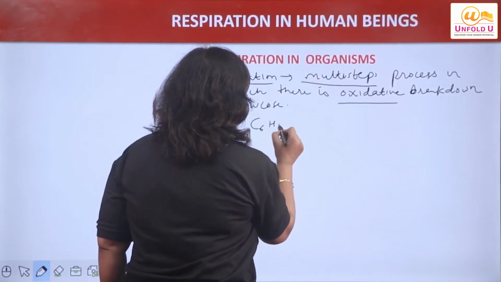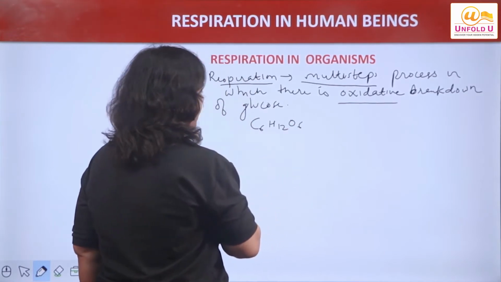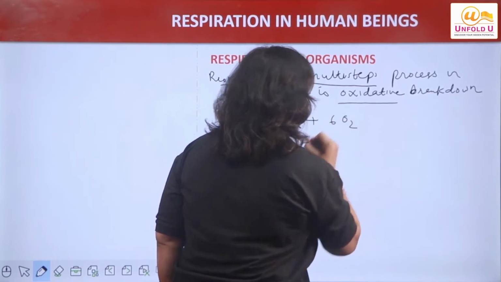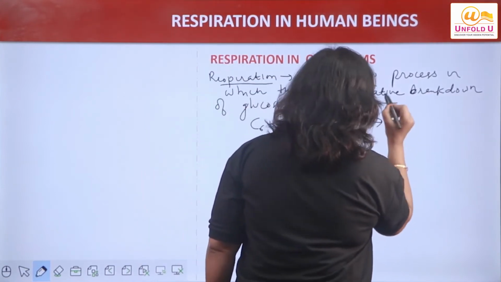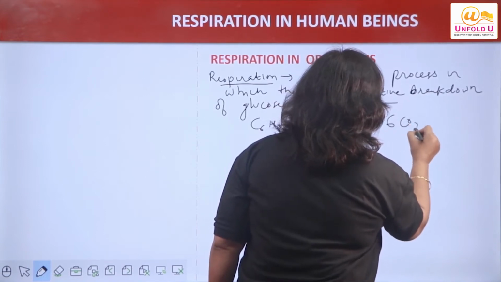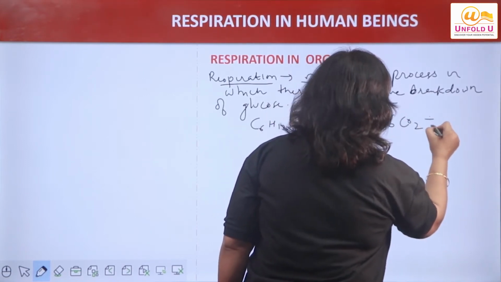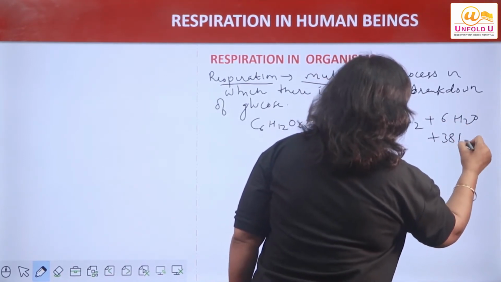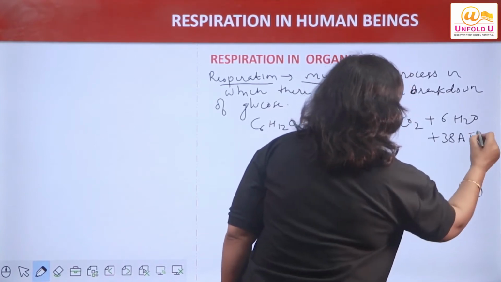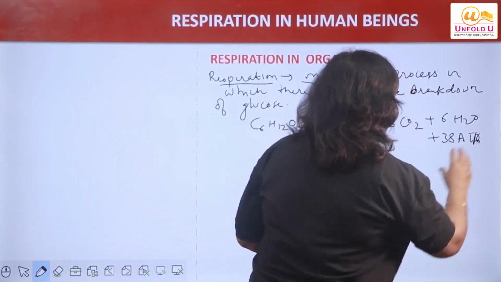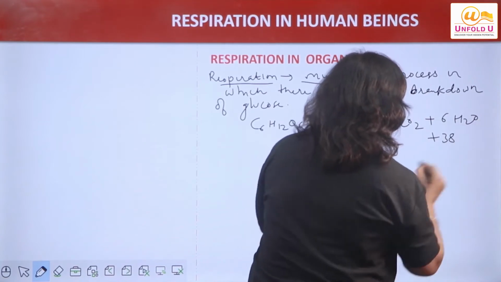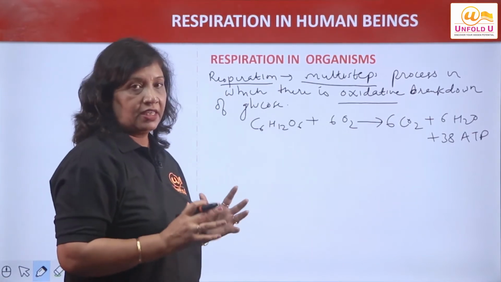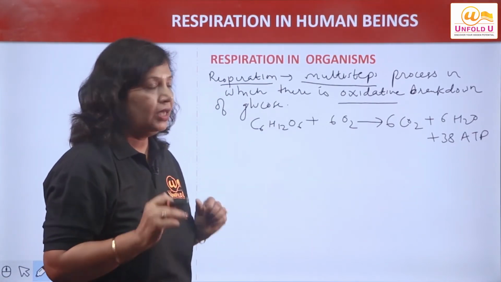We represent this process with this equation: C6H12O6, that is glucose, in the presence of 6 molecules of oxygen, will break down to give 6 molecules of carbon dioxide, 6 molecules of water, plus 38 molecules of ATP. So, a huge amount of energy is liberated during the oxidative breakdown of glucose.